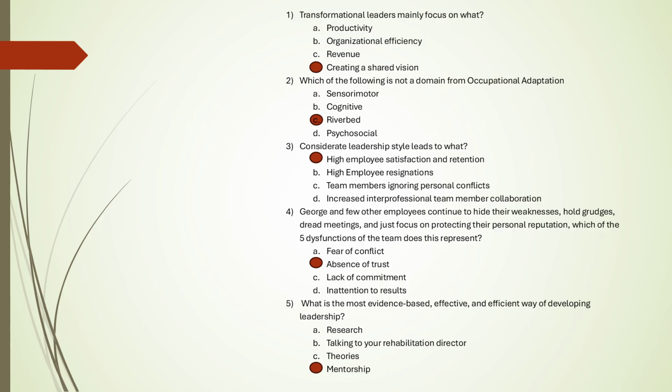George and a few other employees continue to hide their weaknesses, hold grudges, dread meetings, and just focus on protecting their personal reputation. Which of the 5 dysfunctions of a team does this represent? Right, they don't really trust each other. So again, absence of trust. What is the most evidence-based, effective, and efficient way of developing leadership? And that is mentorship. Mentorship is so important, and I highly, highly urge that you go out and find yourself a mentor that you can communicate freely with, share ideas with, and learn from.